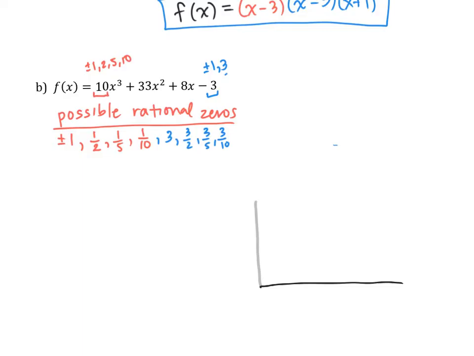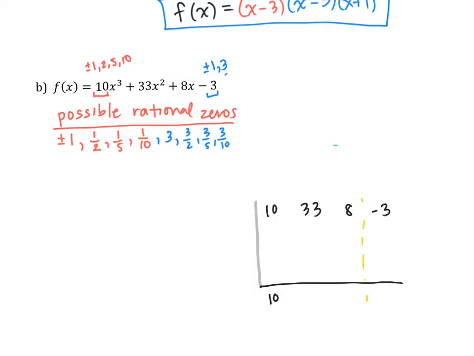Okay, let me list the coefficients. 10, 33, 8, -3. Okay, you're going to randomly pick which one you think is going to work first. Okay, I want to use a fraction. I'm going to try an easy fraction. I'm going to try 1/2. See if it works.